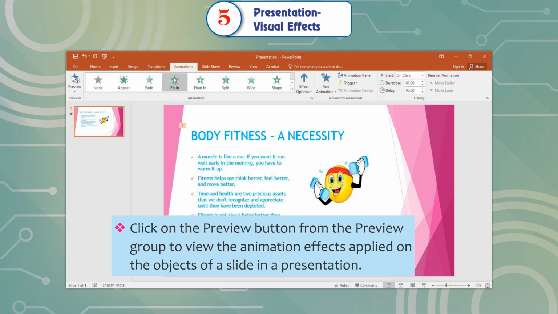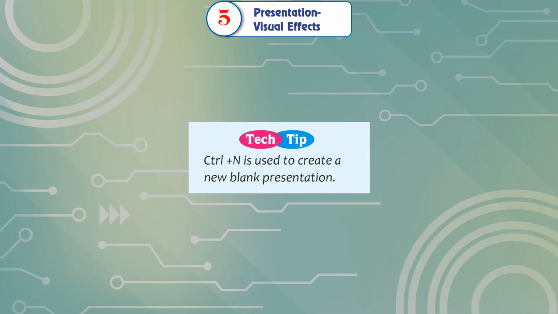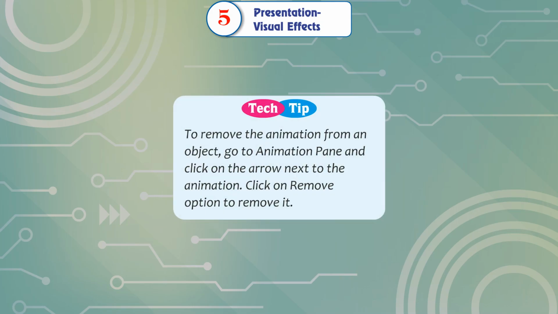Tech tip: Ctrl+N is used to create a new blank presentation. Tech tip: To remove the animation from an object, go to Animation pane and click on the arrow next to the animation. Click on Remove option to remove it.